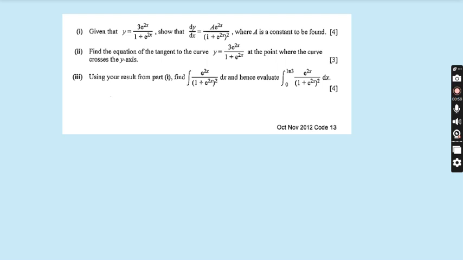Given that y is equals to 3e^2x over 1 plus e^2x. Show that dy by dx is equals to a e power 2x upon (1 plus e power 2x) whole square, where a is a constant to be found. This is part number 1.